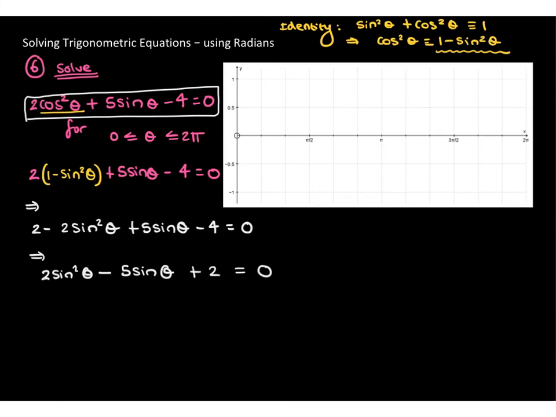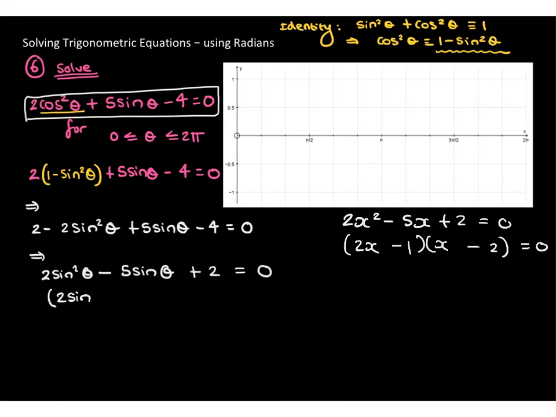Now, if you're not sure, imagine you were factorising something like 2x squared minus 5x plus 2 equals 0. You would be able to do something like this: 2x minus 1, x minus 2 in brackets, and you're going to do something similar here. 2 sine theta minus 1, sine theta minus 2 equals 0. Don't just copy this down, make sure you can understand how to do it yourself.